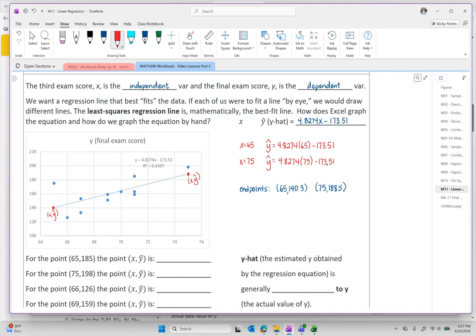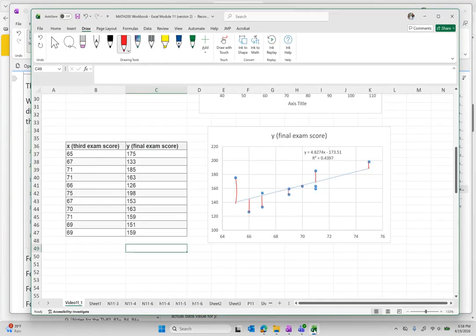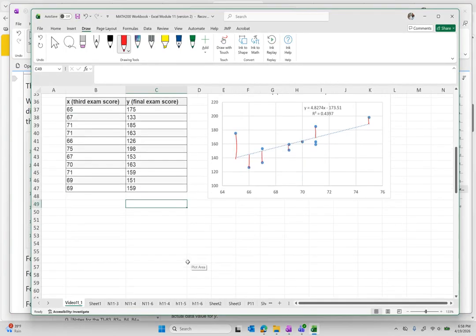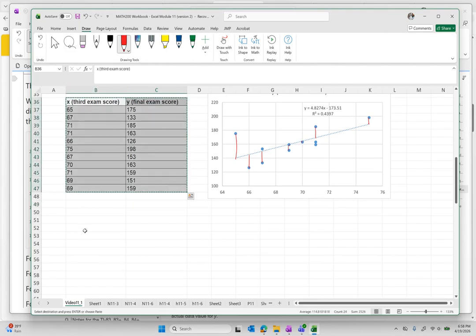And when we want to sketch this line by hand, we will need to find these particular values. For x equal to 65, we find the y hat of 140.3, and for x equal to 75, we find the y hat of 188.5. So how would we find that? We can plug it in the calculator, or we can do a bunch of shortcuts using Excel so that we can calculate these values. So let me just copy my table.